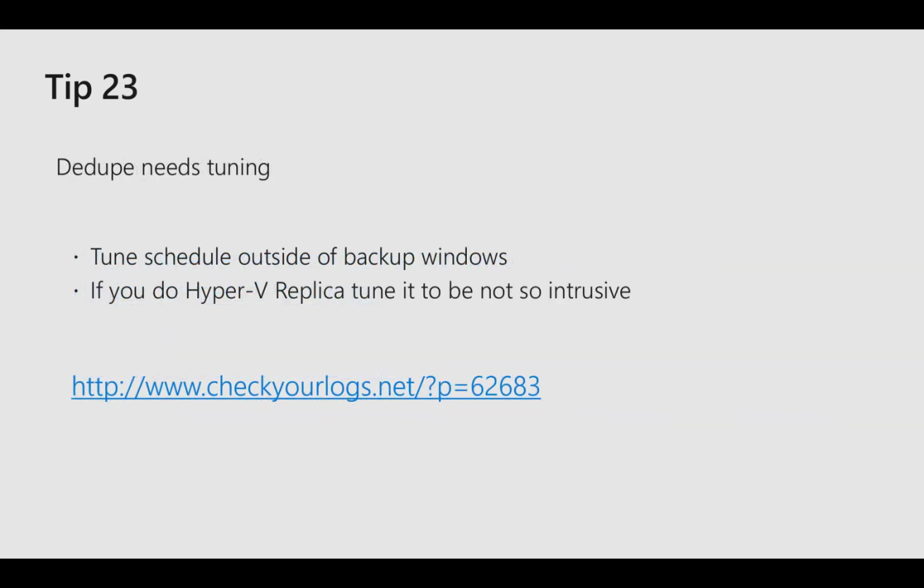Now, dedupe. If you want to run dedupe, you need to tune it. You need to tune the schedule outside of backup windows. And also if you do Hyper-V replica, tune it so that it isn't so storage intensive while it's doing all its different things. Dave Kawula, our host, has a very nice blog post about how to performance tune your dedupe schedule. So I recommend you look at that.